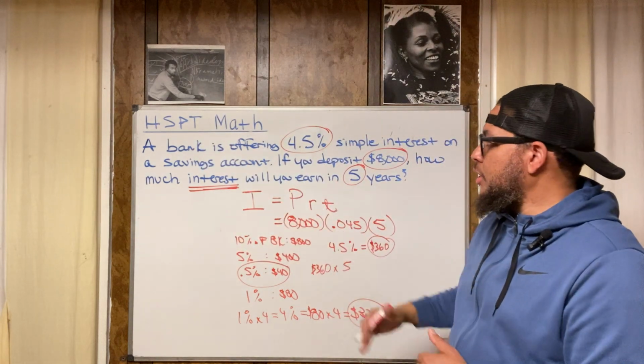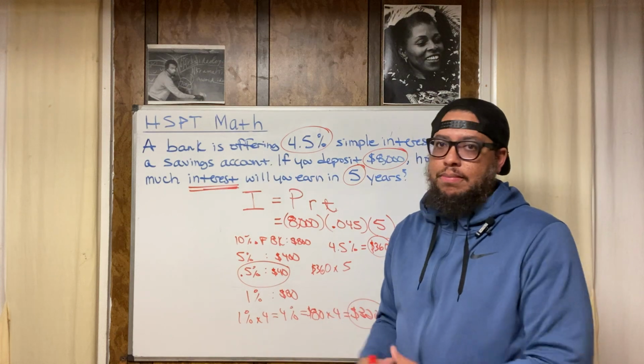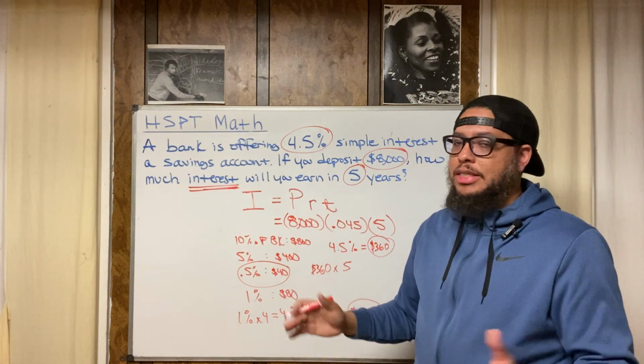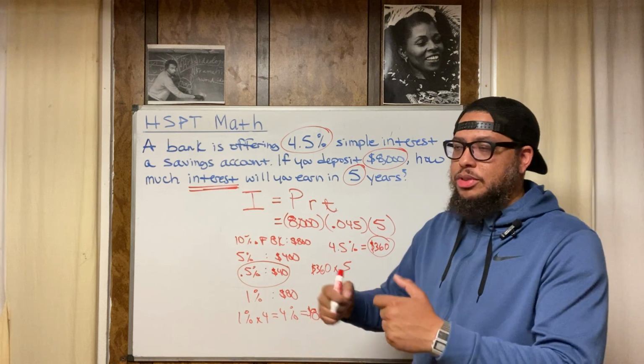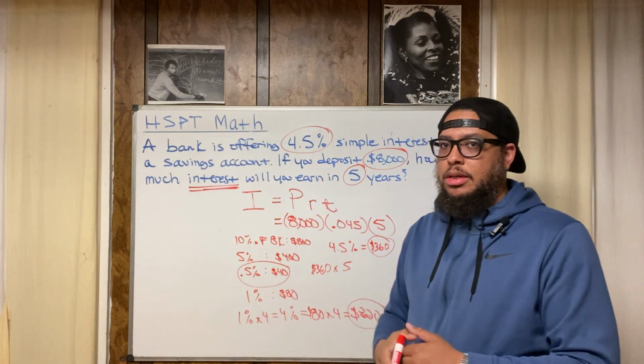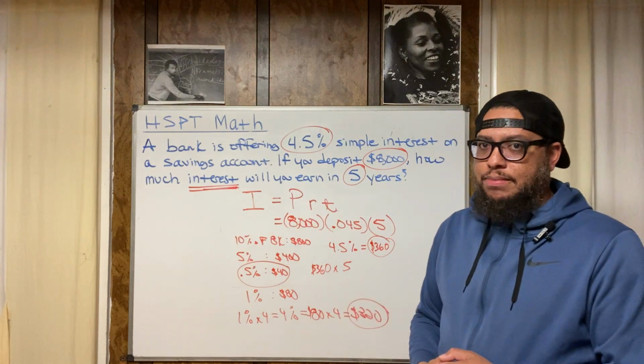Whereas simple interest, you're getting the same interest every year. You locked in. You're getting that same interest every year. That's why it's simple, right? Simple to calculate. Compound interest, calculation is a little more challenging, but you get more money.